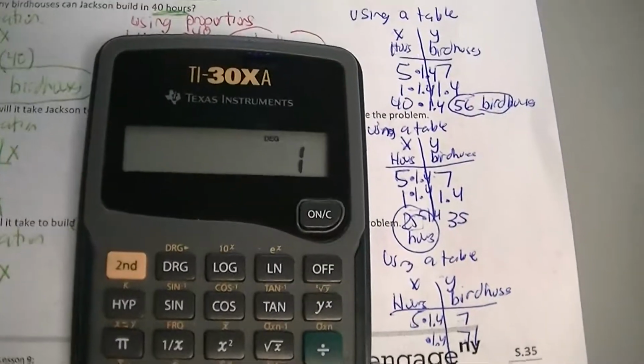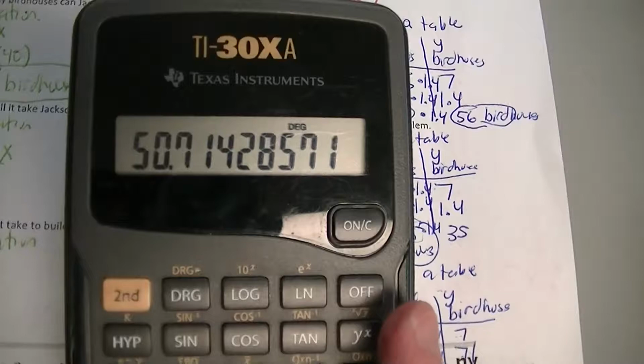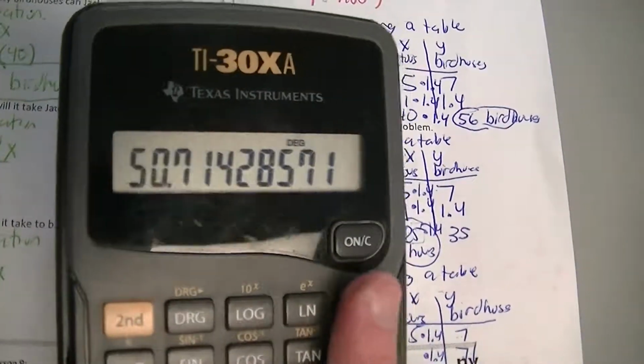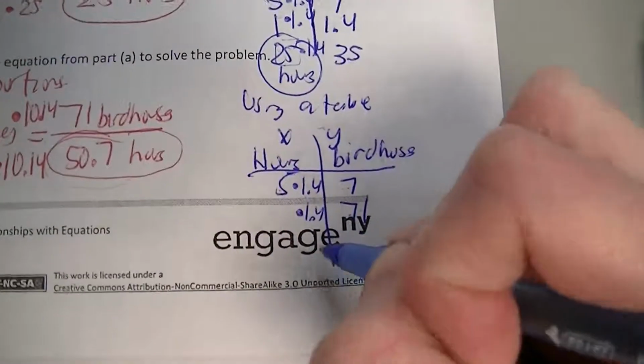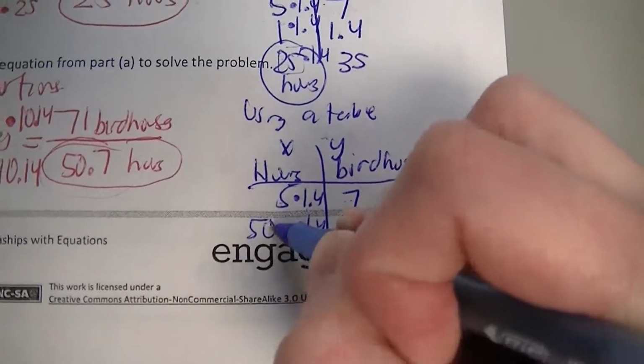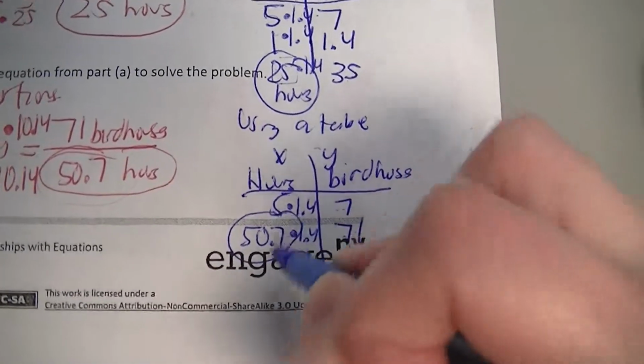71 divided by 1 and 4/10. And that's 50.7 or 50.71, depending on where you round. Okay, and that is hours.